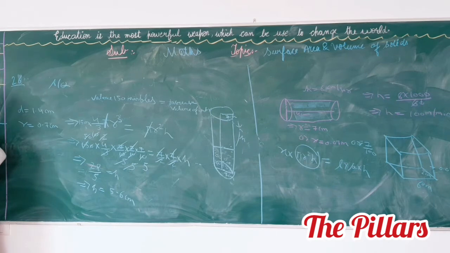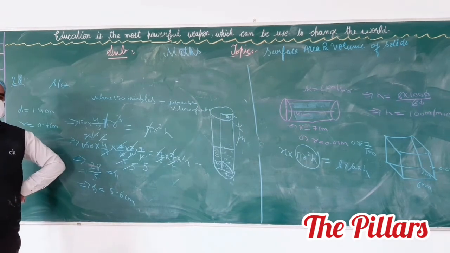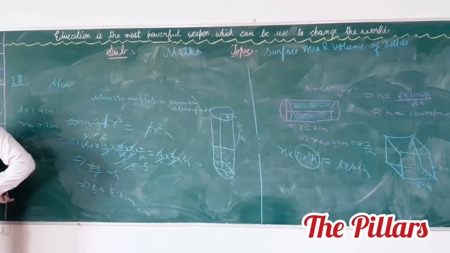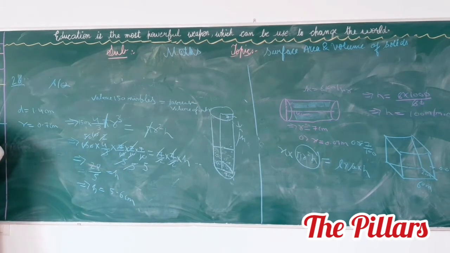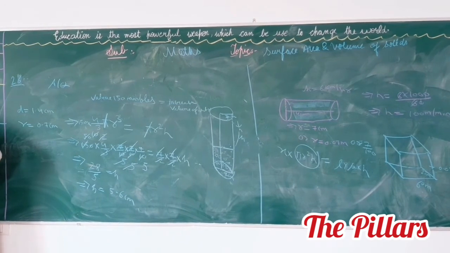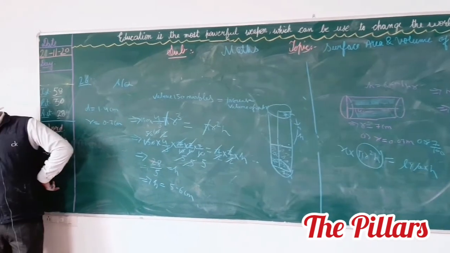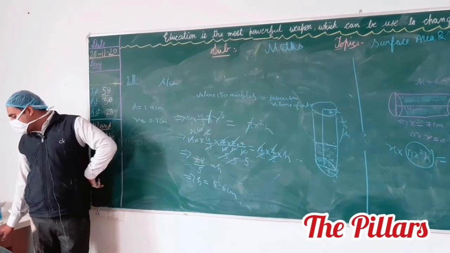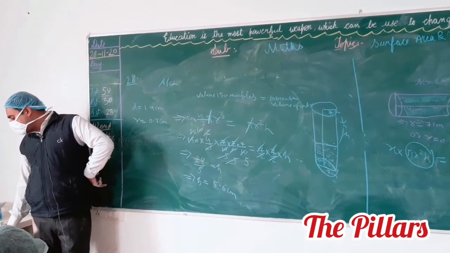29. So you see, same as question number 30. Marbles of diameter 1.4 centimeter are dropped into a cylindrical beaker of diameter 7 centimeter which contains some water. Find the number of marbles that should be dropped into the beaker so that the water level reaches 5.6.